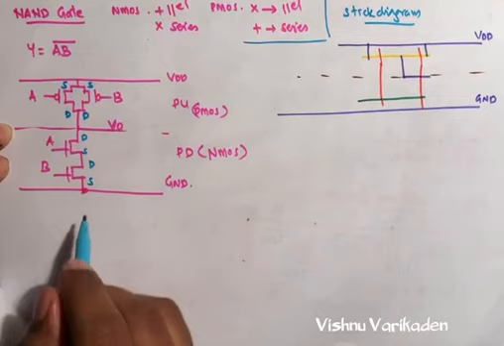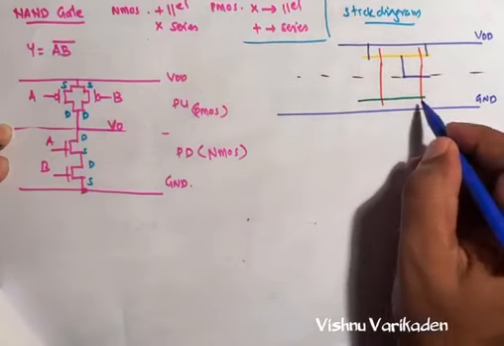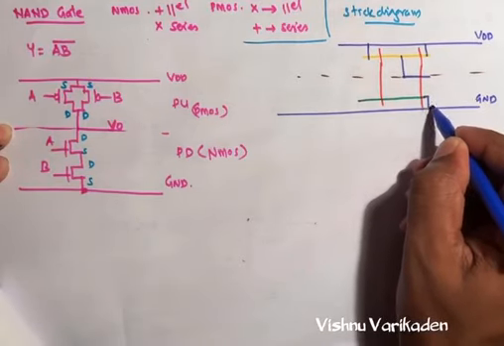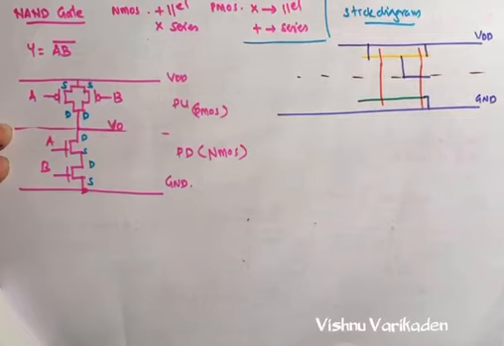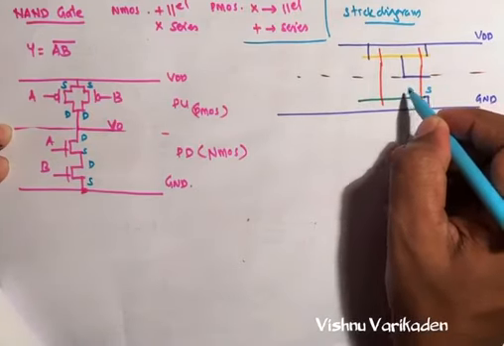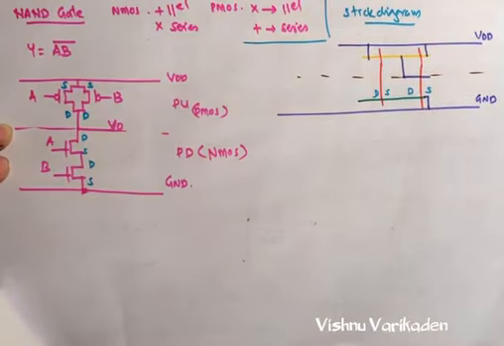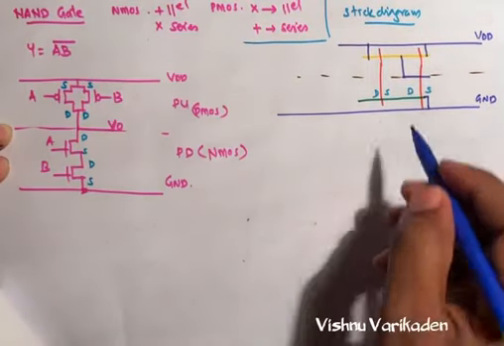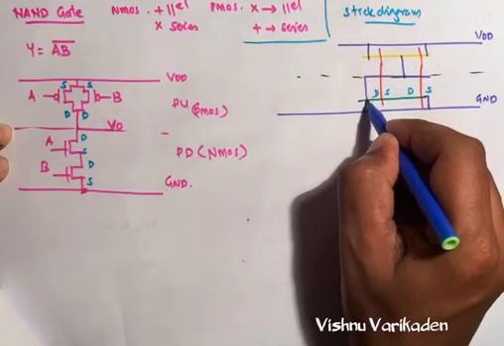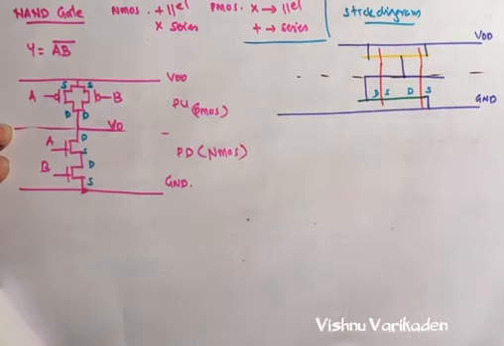So we can make one of the sources. I think this is B. B's source is connecting to ground. So the next one is, this is source, this is drain, this is source, this is drain. So the drain is connecting to the output terminal. So somewhat like this. So this is our circuit diagram.